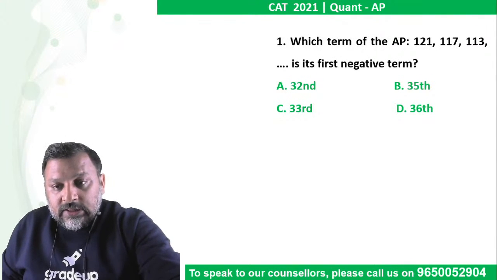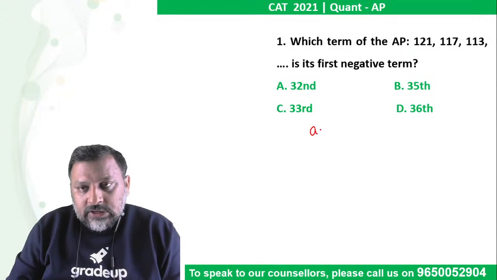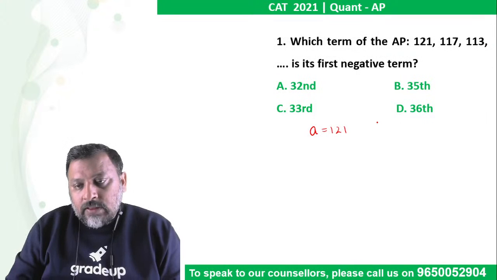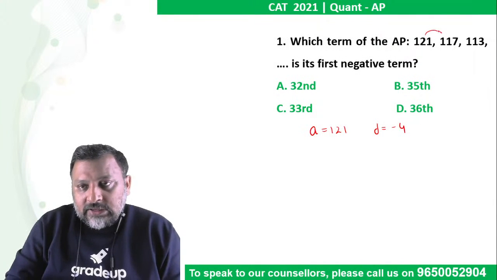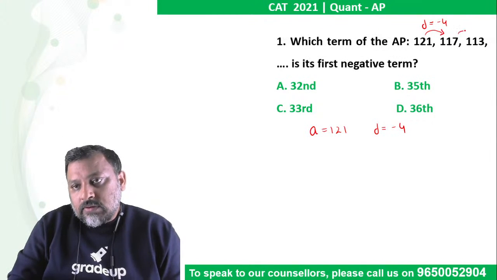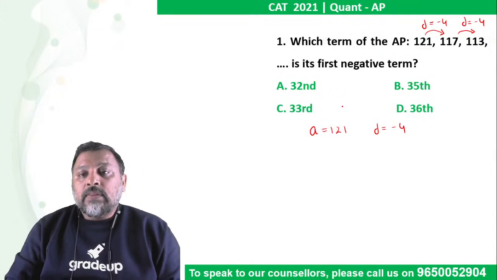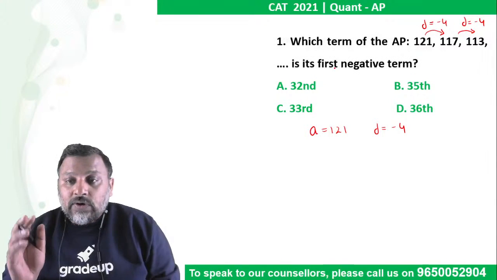Okay, let's check, it is quite a simple question. See, we know the first term, it is 121. We know the common difference, it is minus 4. The terms are decreasing, so the common difference is minus 4. Okay, so we want to find which term would be the first negative term.